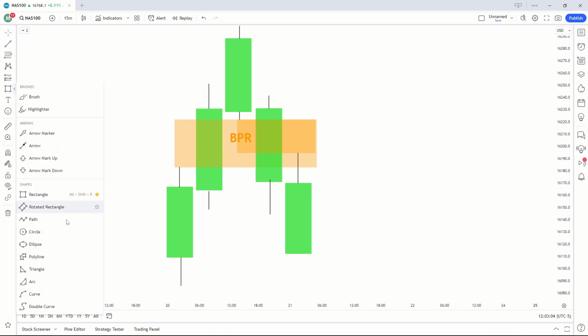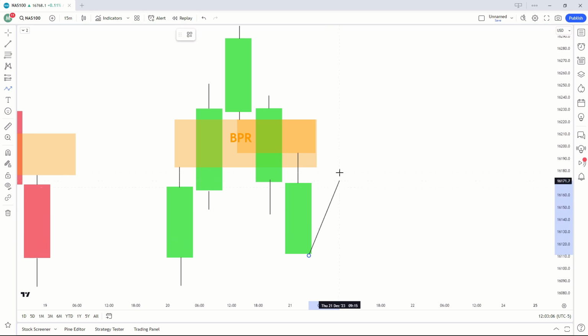Now, what can we expect market to do next? We can expect market to come back up into our balanced price range, into our overlapping zone. Now, as you can see, we do have one fair value gap here and we have a second. The overlap is our balanced price range. So from here, we'd expect market to tap into our balanced price range and then react off it.